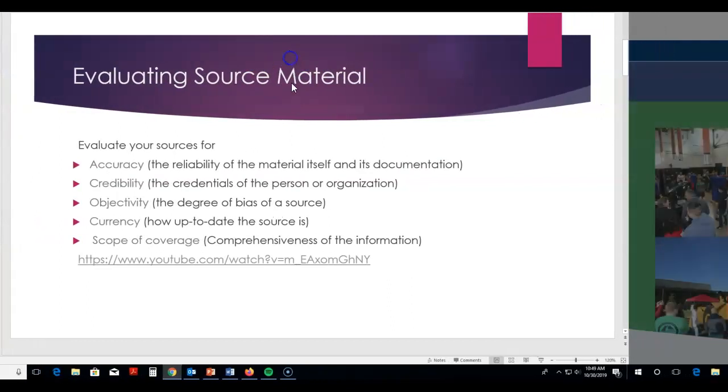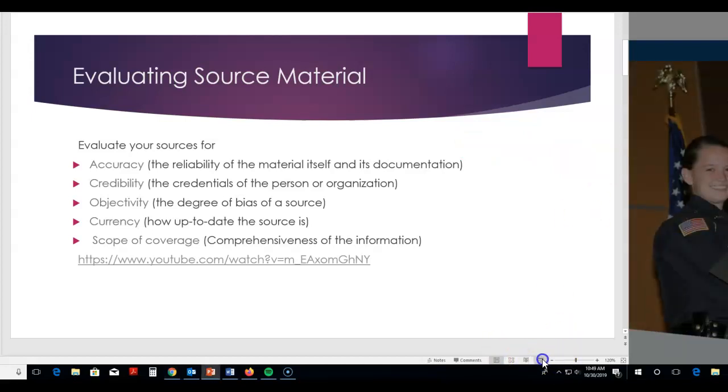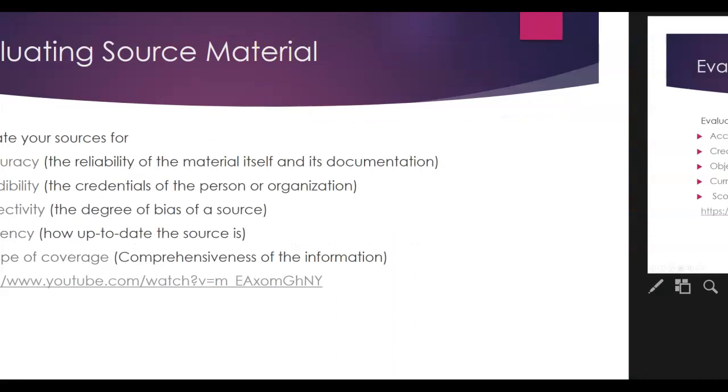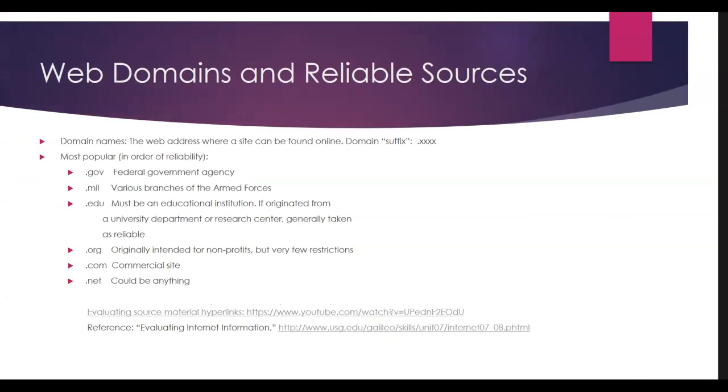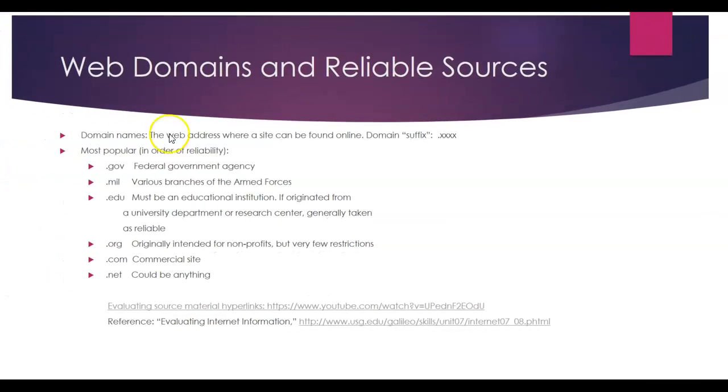This was a slide presentation in which we discussed how to evaluate sources if you are actually using an online popular search engine to find information. We talked about the fact that these are the most reliable types of sources, in that if it's a .gov, it comes from a government agency. If it's a .mil, it comes from a branch of the military.